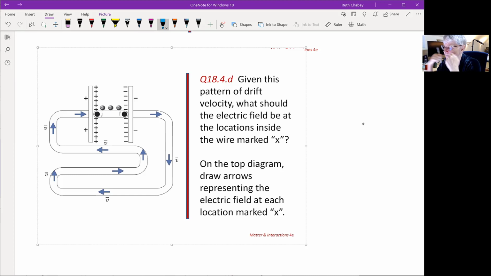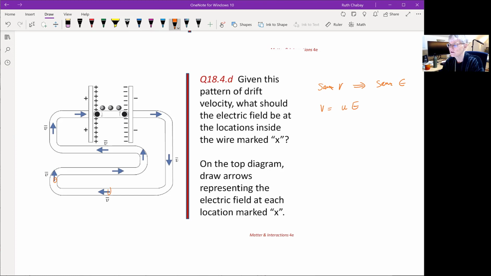Okay, so think about this for just a minute. If you were going to draw the electric field at each of these locations where we put an electron, how would you draw it? Basically, if we're going to have the same drift speed everywhere, same v, that must imply the same electric field, because drift speed equals mobility times electric field, right? So the electric field must just be the same throughout this circuit.